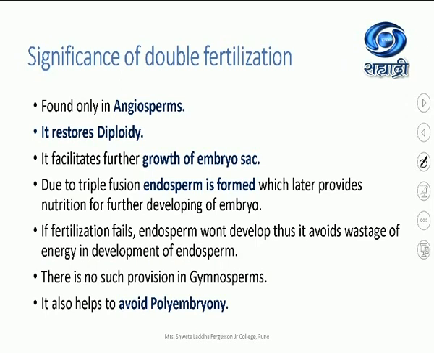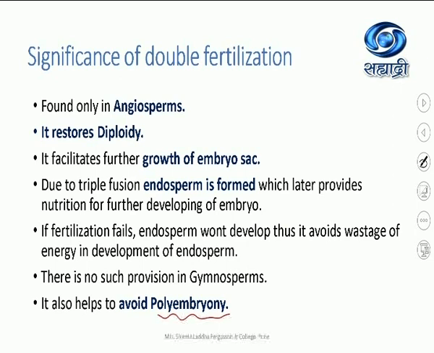Very important, it also helps to avoid polyembryony. Polyembryony is a condition where many embryos are formed from the nucellus. And because of double fertilization, where only two male gametes are involved, many embryos are not formed in most of the angiosperms. Of course, there is polyembryony in some of the angiosperms. We will see about it later.